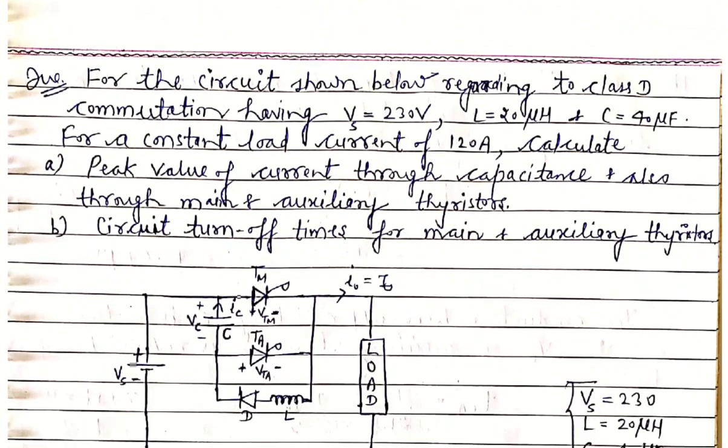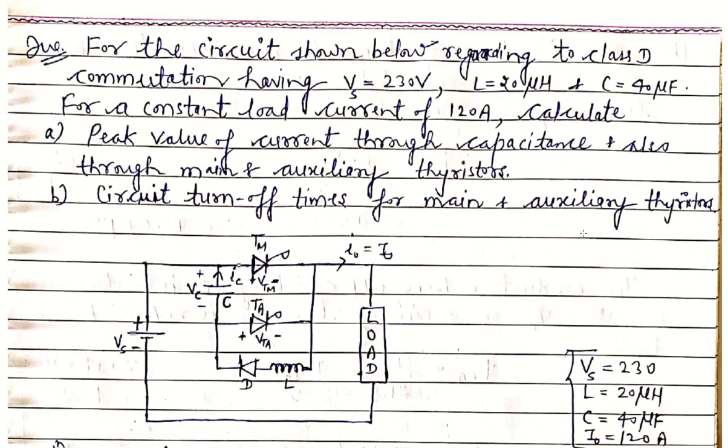See this numerical problem. For the circuit shown below regarding class D commutation, having Vs equals 230 volt, L equals 20 microhenry, C equals 40 microfarad. For a constant load current of 120 amperes, calculate first, the peak value of current through the capacitance and also through the main and auxiliary thyristors. Second, the circuit turn off time for main and auxiliary thyristors.